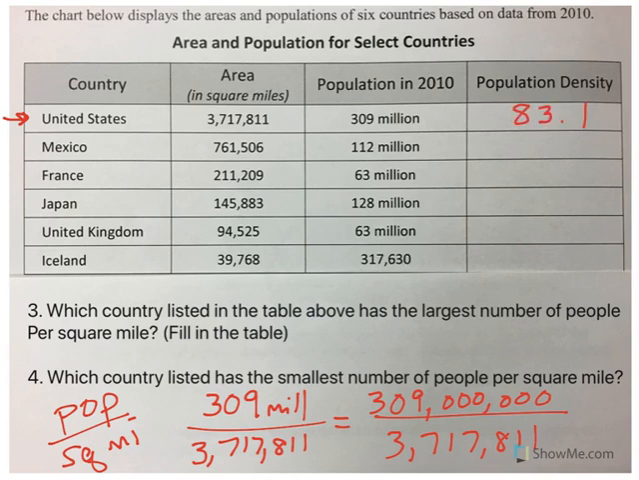at 83.1. Now that means for every square mile, so if you would create a square where each side is a mile long, roughly 83 people live within that mile.